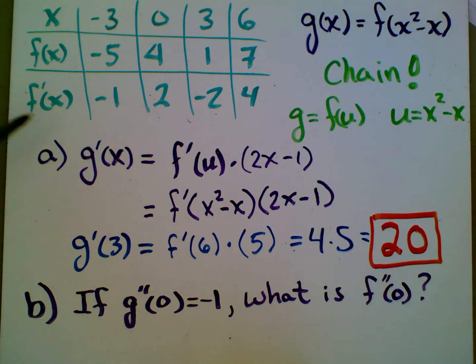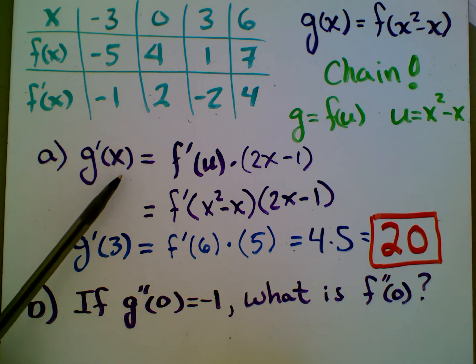By the way, I just noticed that this should have been g prime of x all along, because I hadn't plugged the number in until I had actually taken the derivative. So I plugged the number in here. So what it seems like is for part B, we need the second derivative of g. We'll need to take the derivative of this up here.